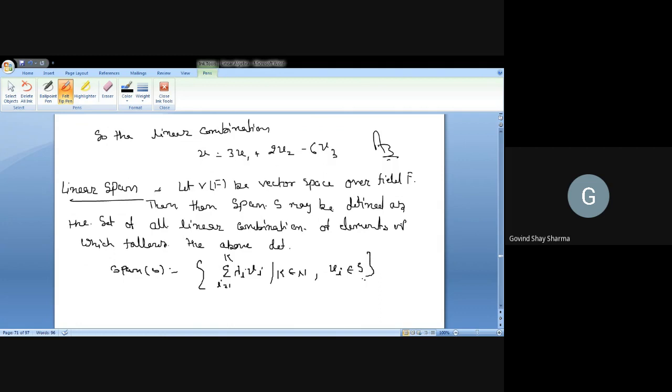Actually, we can define span as the set of all linear combinations of vectors. The linear combination of the elements of the vectors, we call that the linear span. Okay.